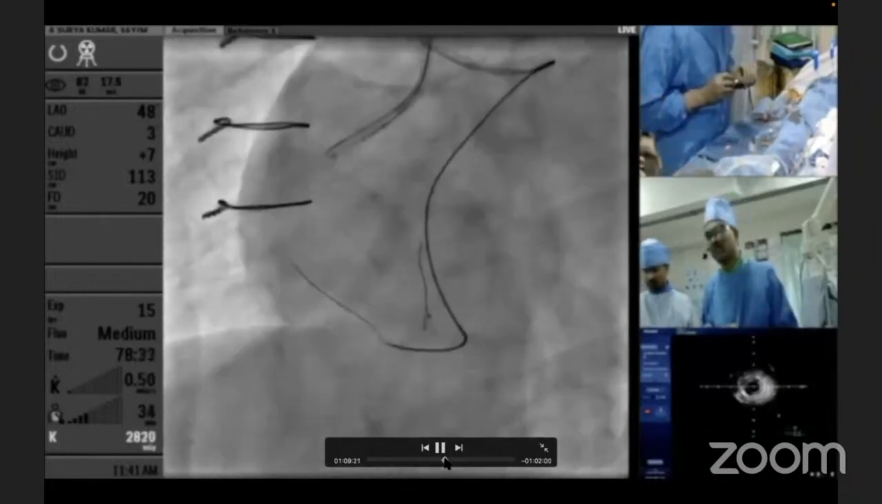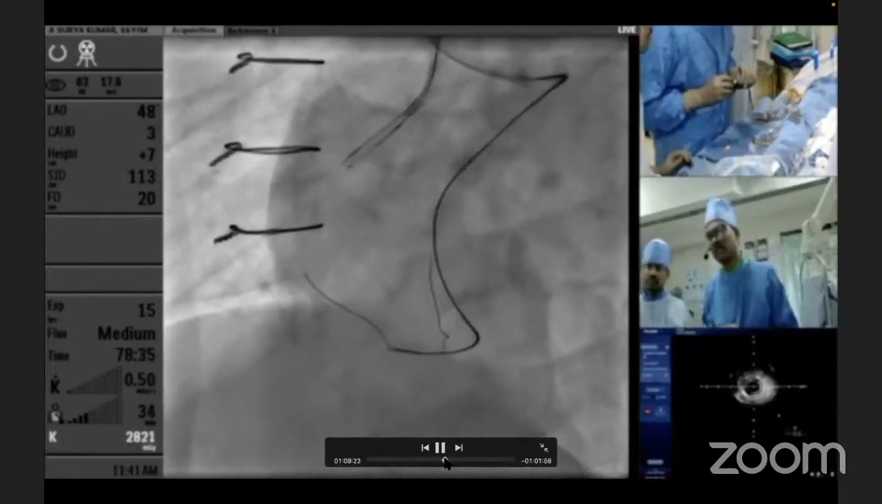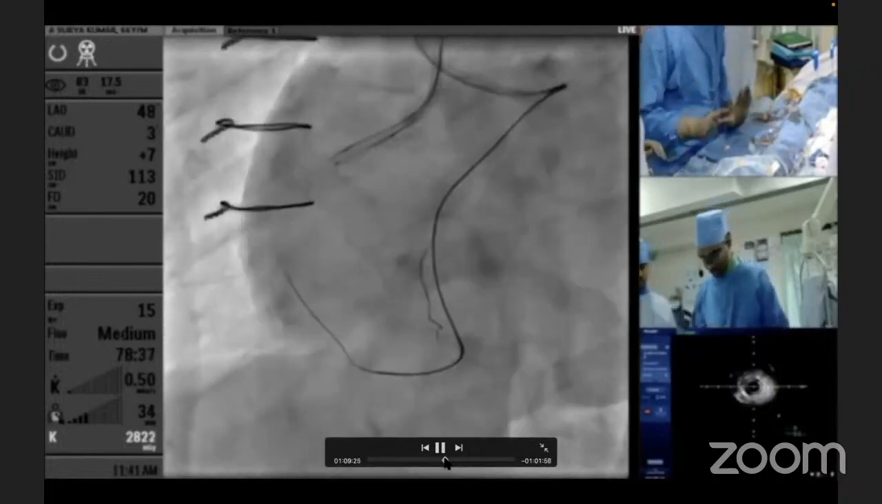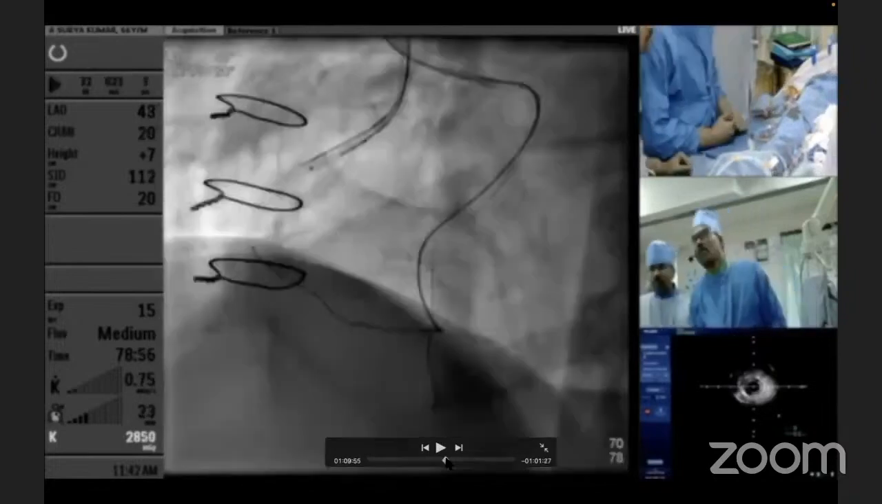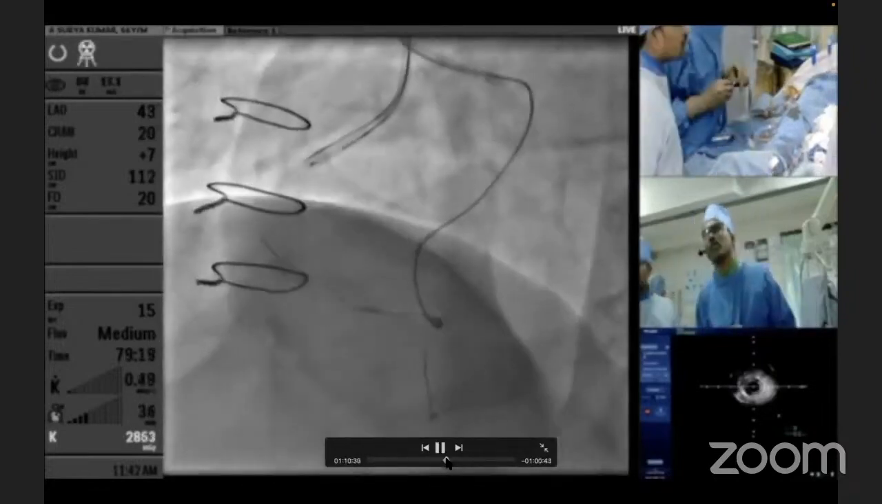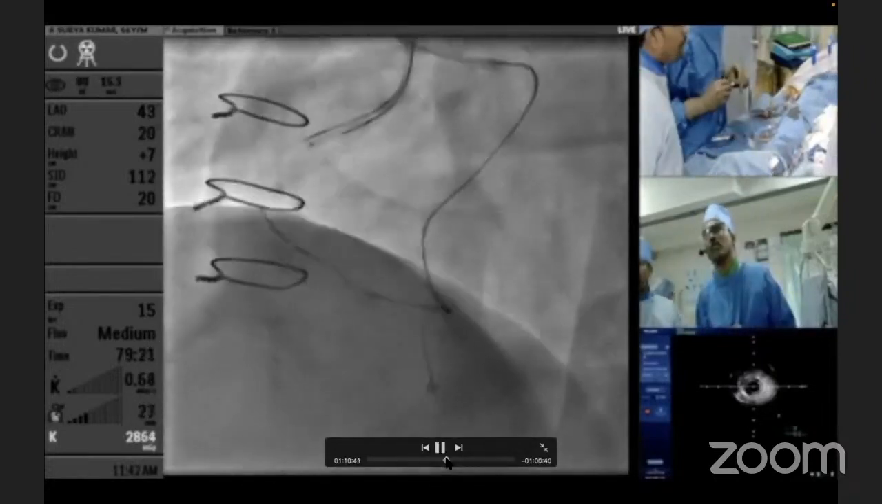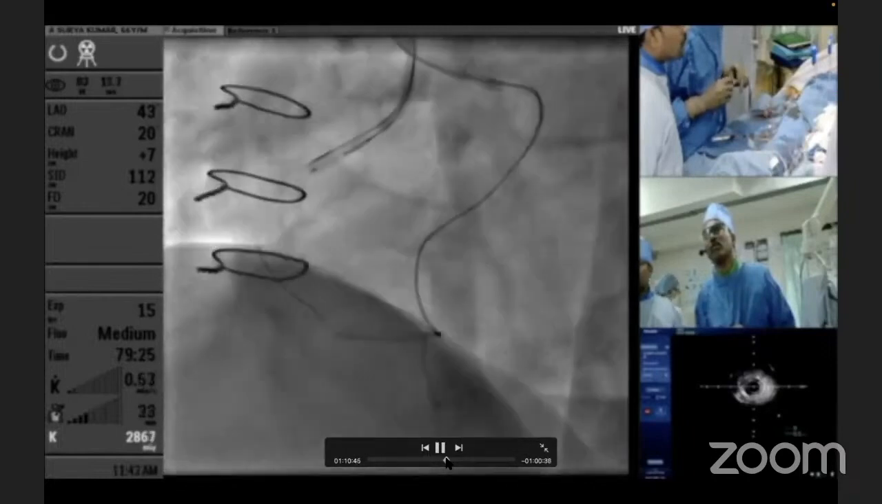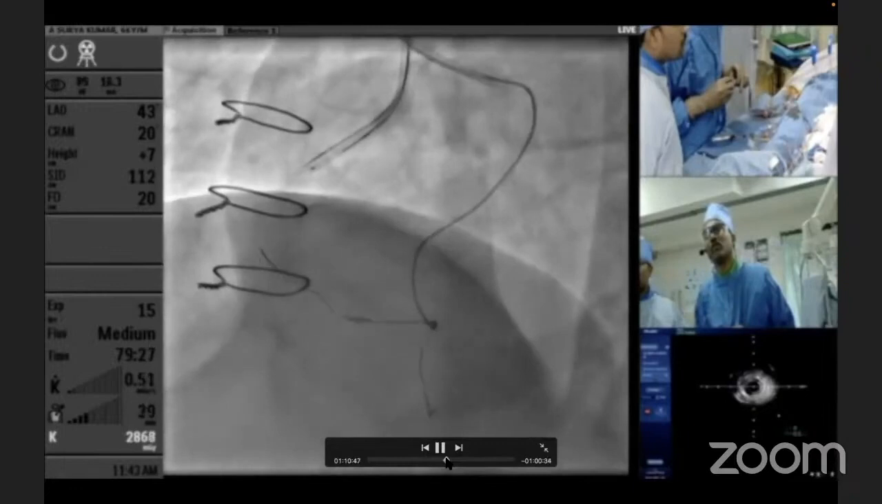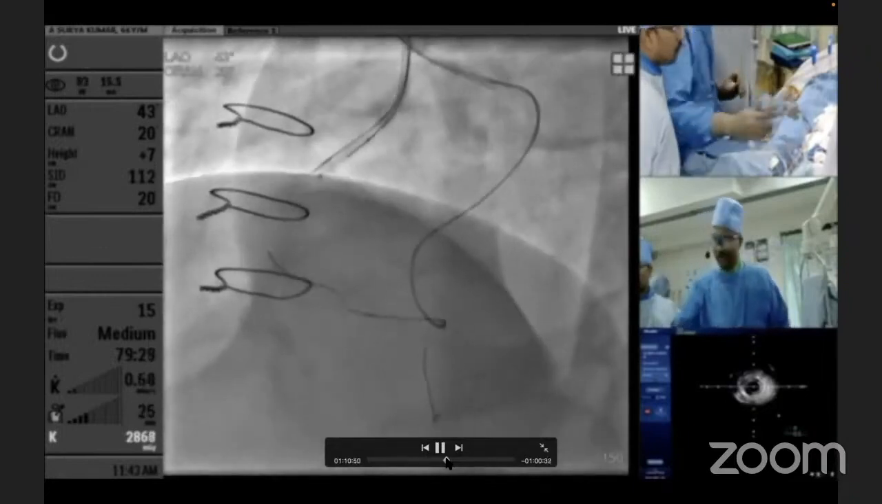So that is the difficulty with this case. It is a very long CTO. And to control the torque of the wire so far away from the microcatheter with so much disease is very difficult. At the same time, you're not sure whether the wire is in the true lumen, so you don't want to advance your microcatheter also. And that is why antegrade techniques fail in these long CTOs, because the options are very less.